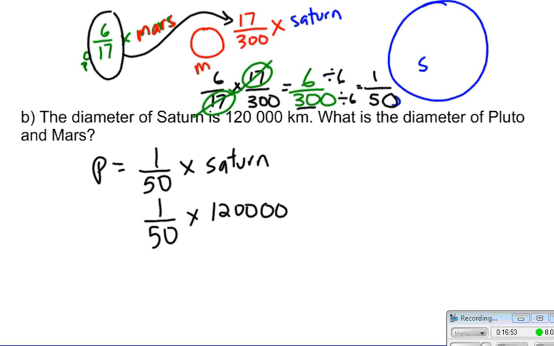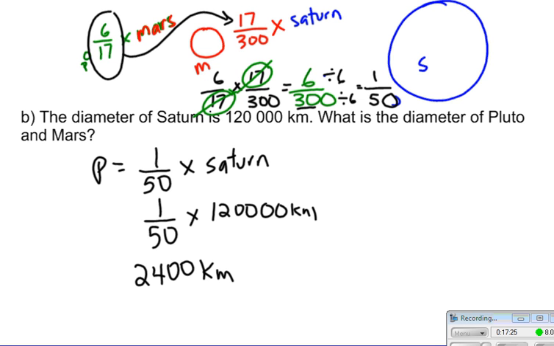Okay, so in your calculator, you're going to type 1 divided by 50 times 120,000. And we get 2,400 kilometers. Oops, I left off kilometers. So the diameter of Pluto is 2,400 kilometers.